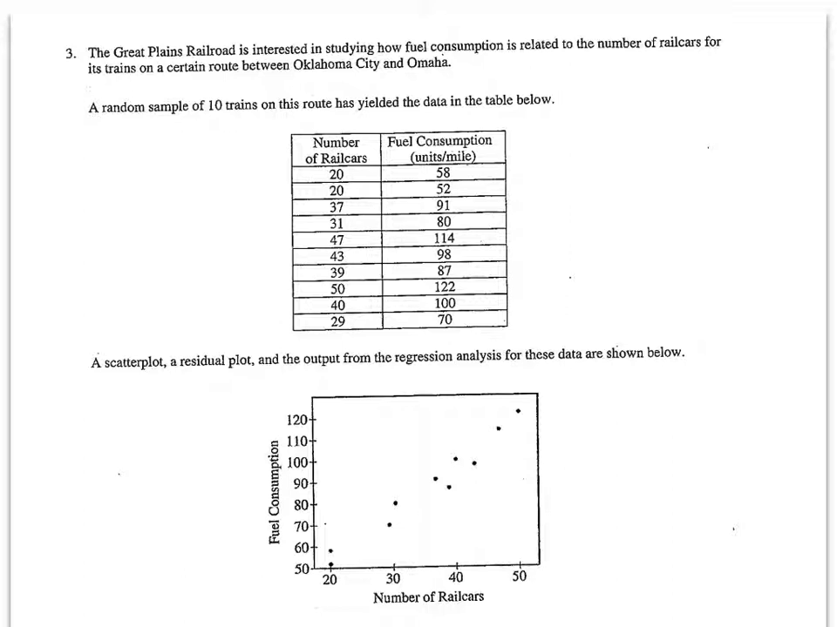So again, make sure you try this on your own for about 12 to 15 minutes before watching the video, and then compare. So let me run through the question before we look at my solution. We've got a table here that indicates the number of rail cars and then the fuel consumption in units per mile that this train is going to need for the Great Plains Railroad. And this is a random sample of 10 trains. Great, so I've got the table there.